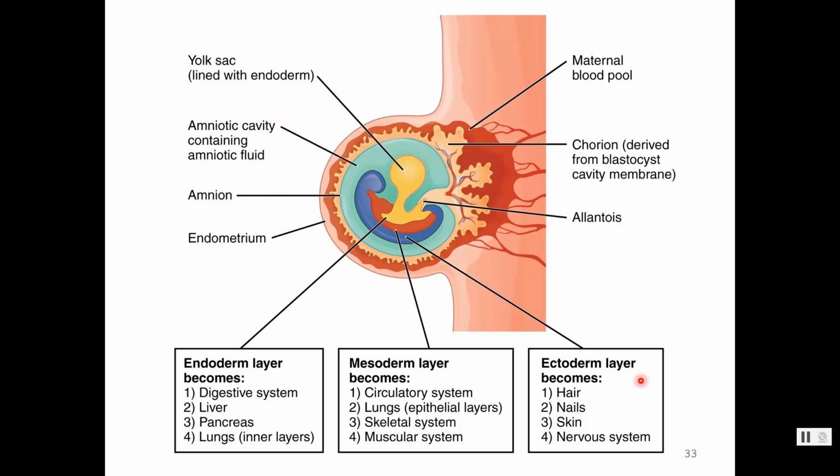And so ecto, think outside. Think about the back side of you. The first thing you come to is going to be your skin, you've got your hair on your head, and then you have your nails. So envision anatomical position. Then of course you have that dorsal body cavity, which is going to be your nervous system, your brain and your spinal cord. All of that is going to come from the ectoderm.